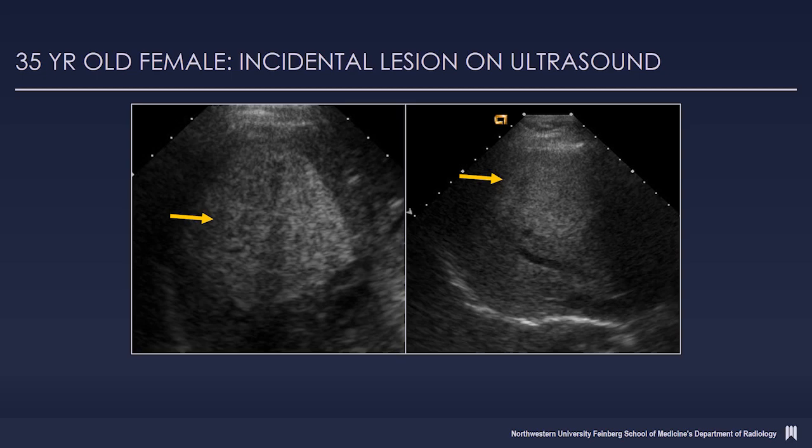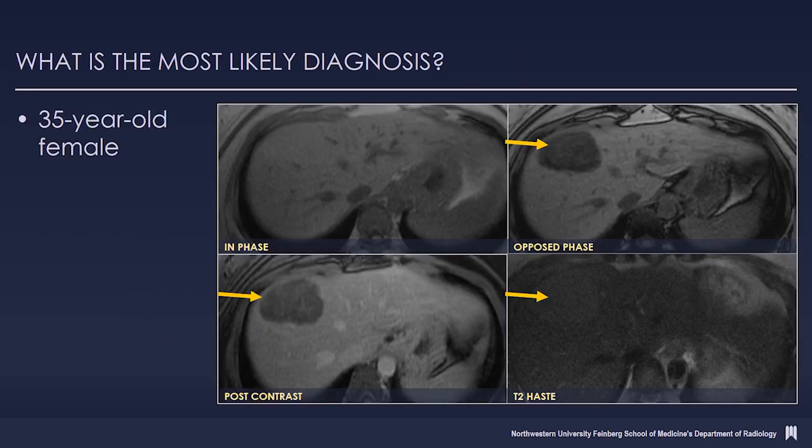So here's a 35-year-old female, has this incidental lesion on ultrasound. Again, it's complex. Well, it's echogenic. It's not definitive for hemangioma. Certainly doesn't look like FNH. And you probably guessed it because I haven't shown it yet. But this is a 35-year-old female. The MR, again, I think is better than the CT in this particular case.